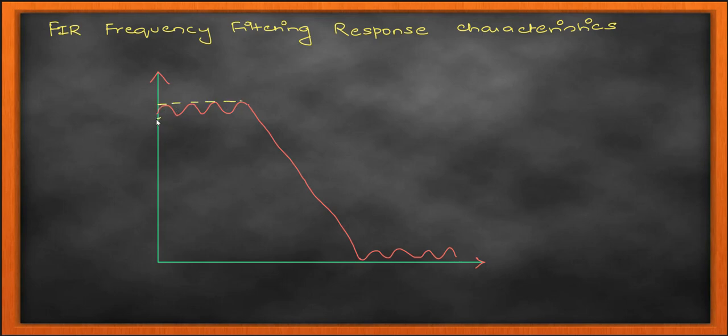So to summarize, your FIR filter must have linear phase, causality, and zero dominance, and finally the frequency selective property. So these are the four properties we have seen today.